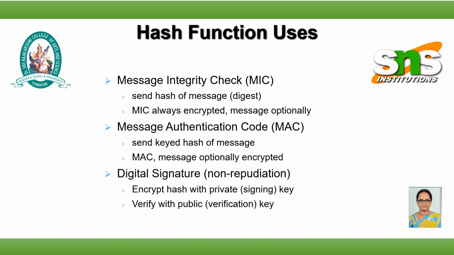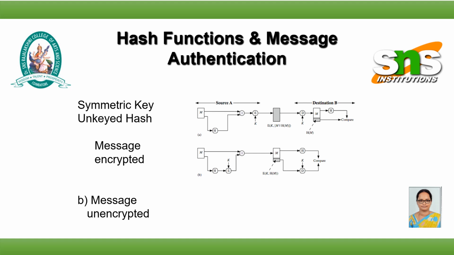Hash functions are used in three different places: message integrity check, message authentication code, and digital signatures. Message integrity check means that along with the message, we send a hash code. In message authentication code, the hashed message is shared with a key. And in digital signatures, we encrypt the hash with the private key and verify it with the public key. In this form, we use hash functions in different applications and algorithms.